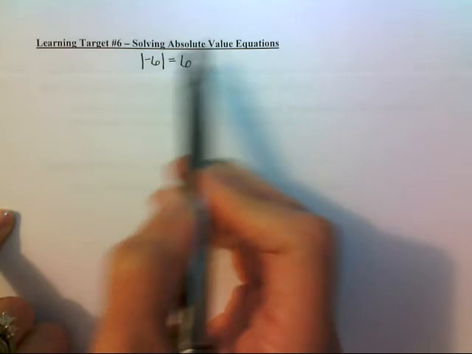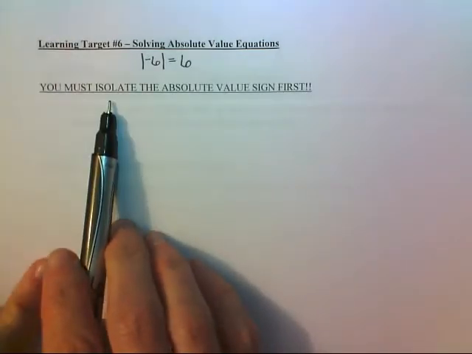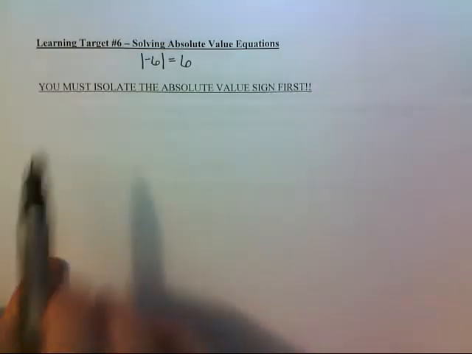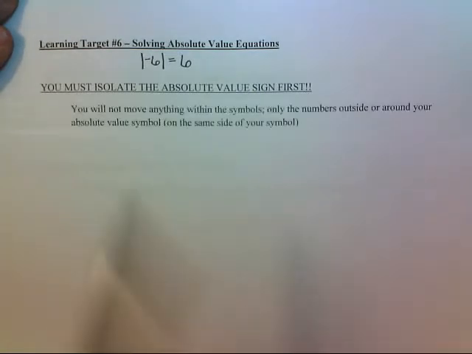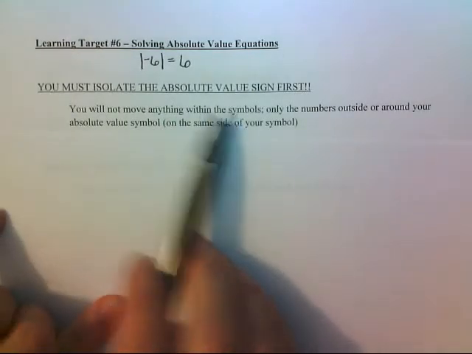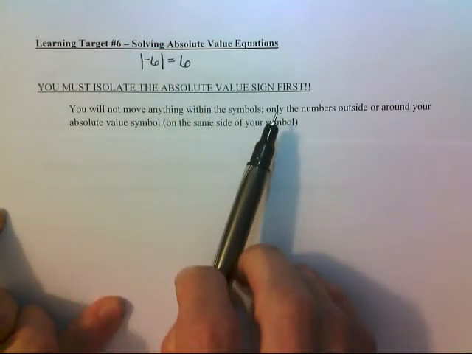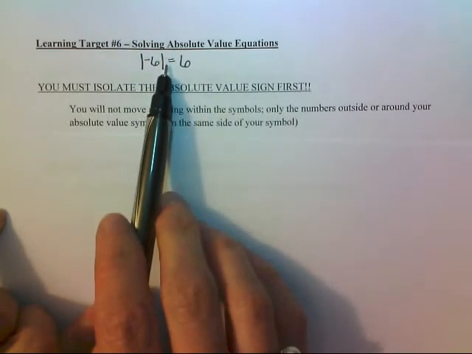And that's one thing that we're going to look at whenever we are dealing with our equations. So let's talk about something that's really important to keep in mind when solving equations. You must isolate the absolute value sign first. You have to do that. You will get all of these equations wrong if you are not isolating your absolute value. Now, what that means, we're not going to move anything within the symbols. So whatever's inside the symbols, we're not going to move that. The only thing we're going to move are the numbers that are outside or around our absolute value.